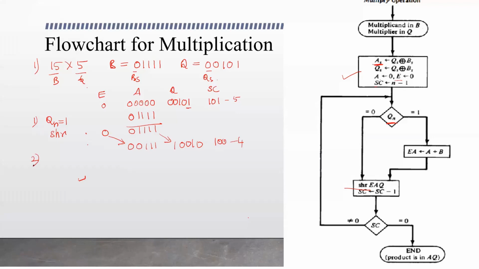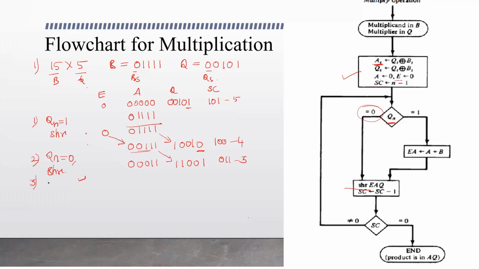In the second step, again check Qn. What is Qn now? It is 0. When Qn is 0, we will not add. Check the flowchart, this part: when Qn is 0, we just shift right. So we perform the shift right operation. When we shift right, it is 0 and these 4 bits, 0 0 1 1, are shifted to the right. So 1 1 0 0 1. And SC is decremented to 3.